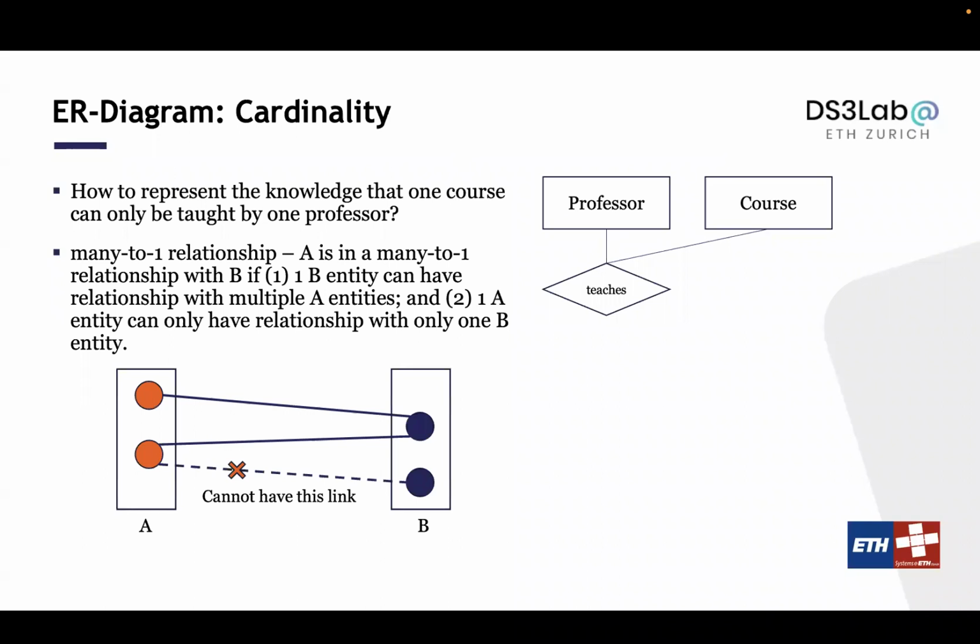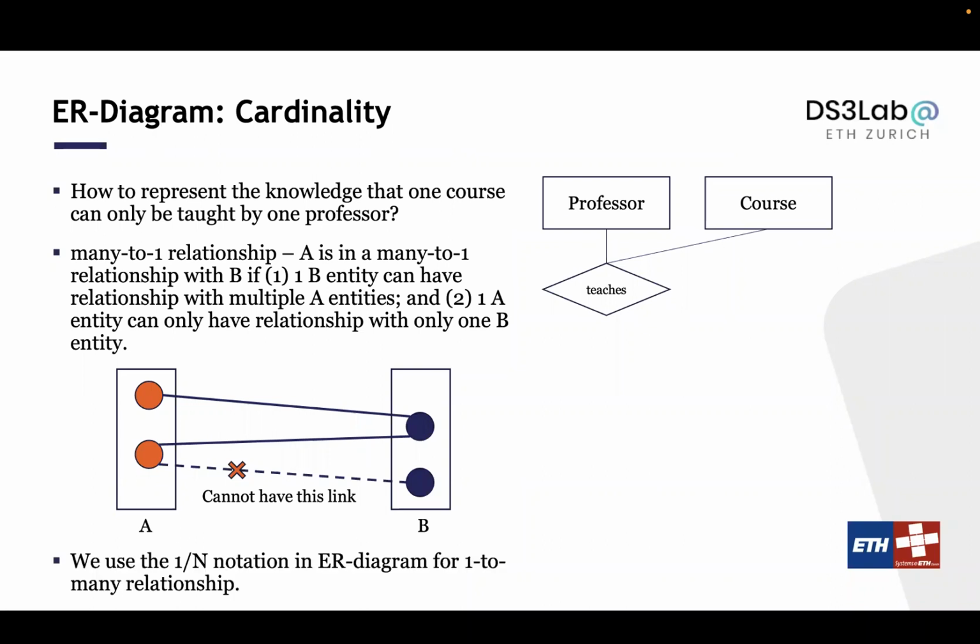To draw this in a graphical way, you have a whole bunch of A entities on the left-hand side, and a whole bunch of B entities on the right-hand side. If I say there's a many-to-one relationship from A to B, it actually means that you cannot have this link between A and B. That is, for any single A entity, this orange circle, it can only participate in this relationship once.